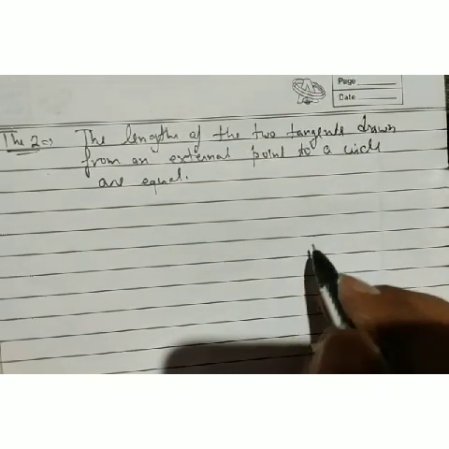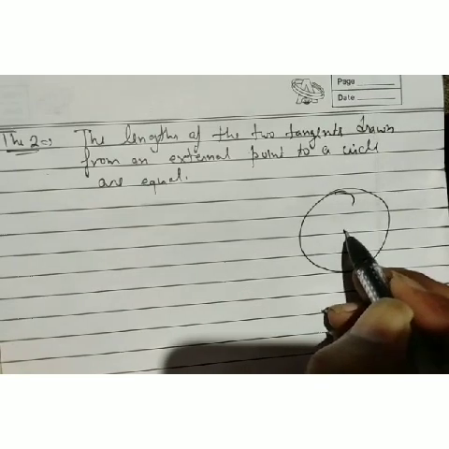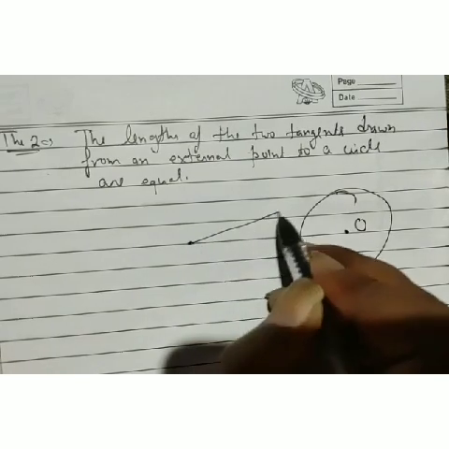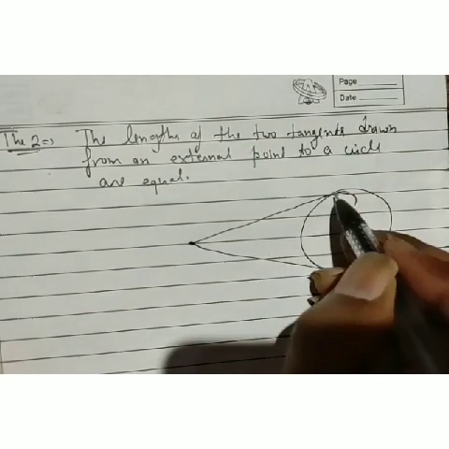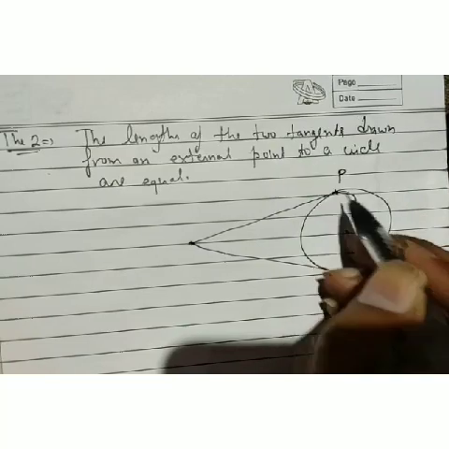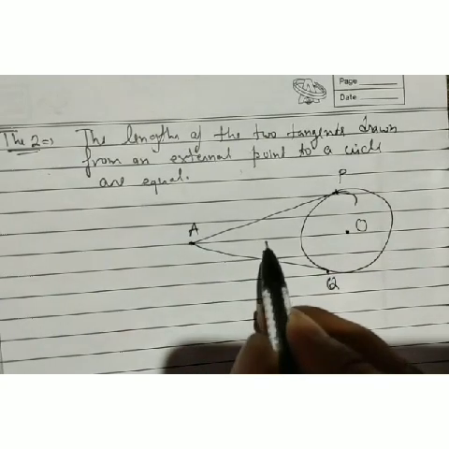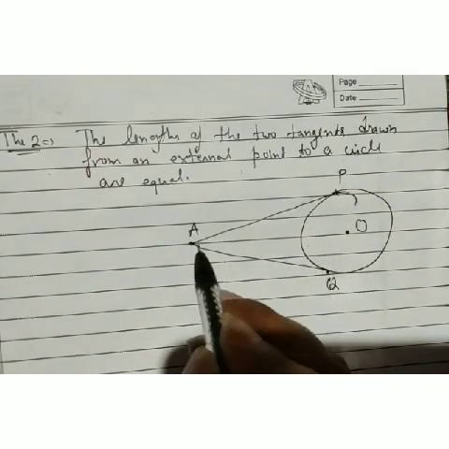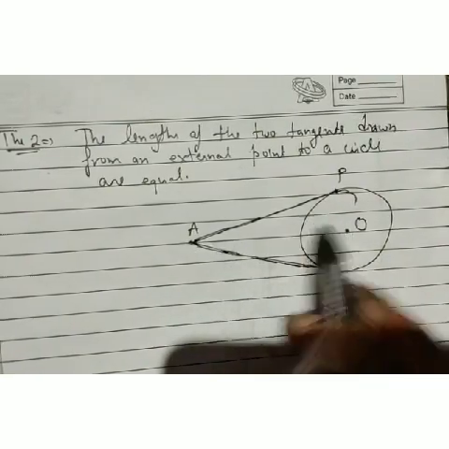Look up. Just suppose we are going to draw a figure. Suppose we have a circle having center O, and we take an external point A. This is our point of contact P, and this is our point of contact Q. Now we have to prove that AP is equal to AQ.